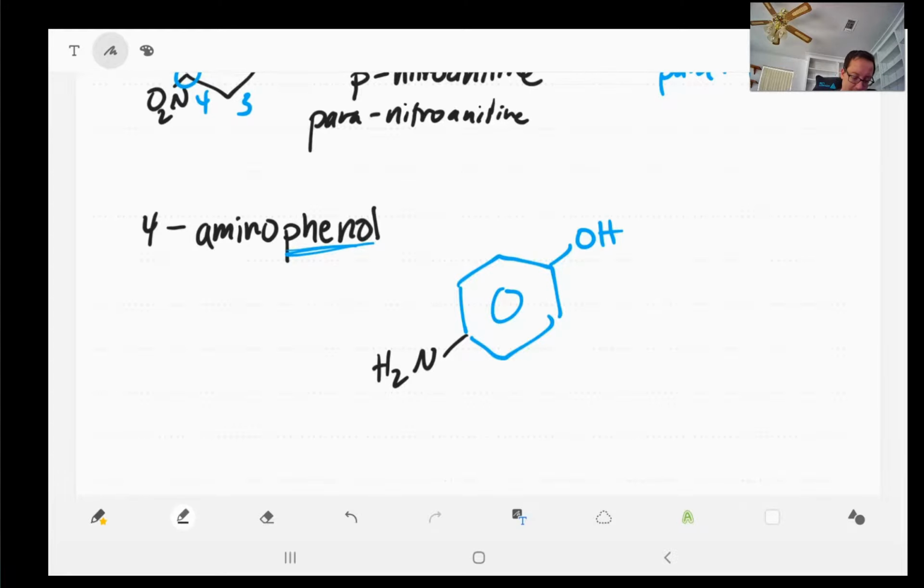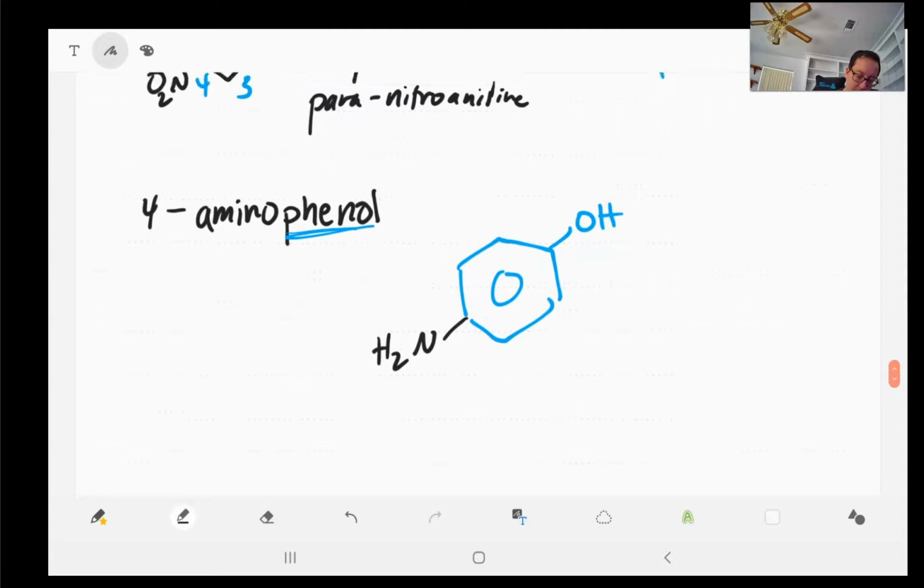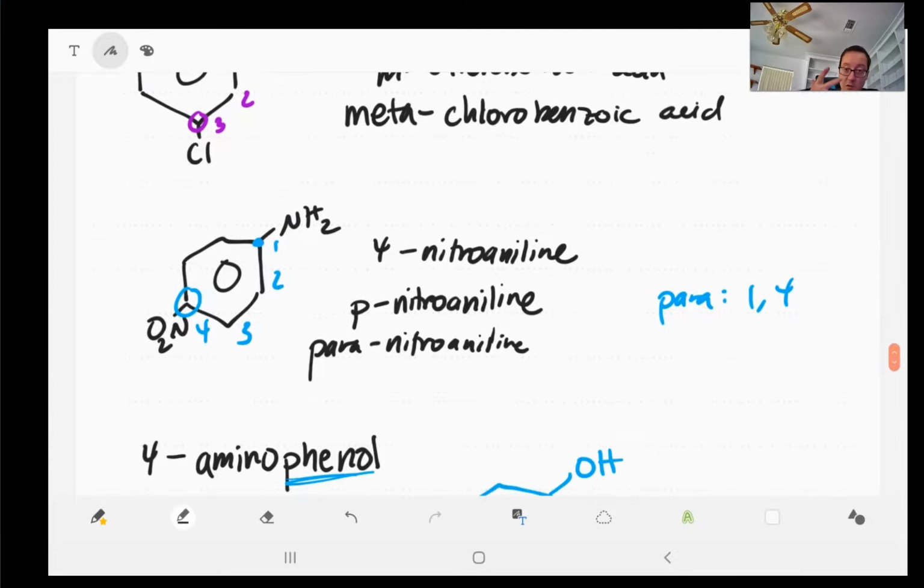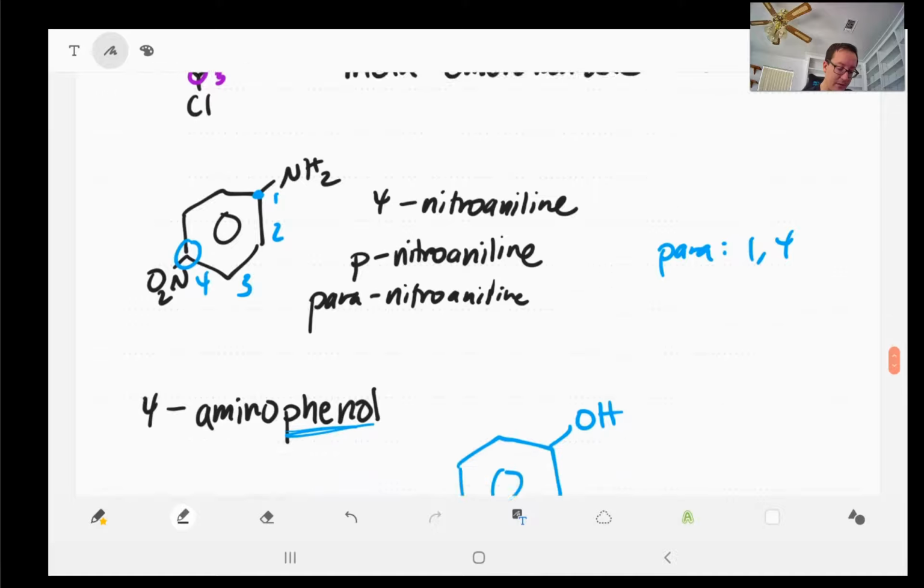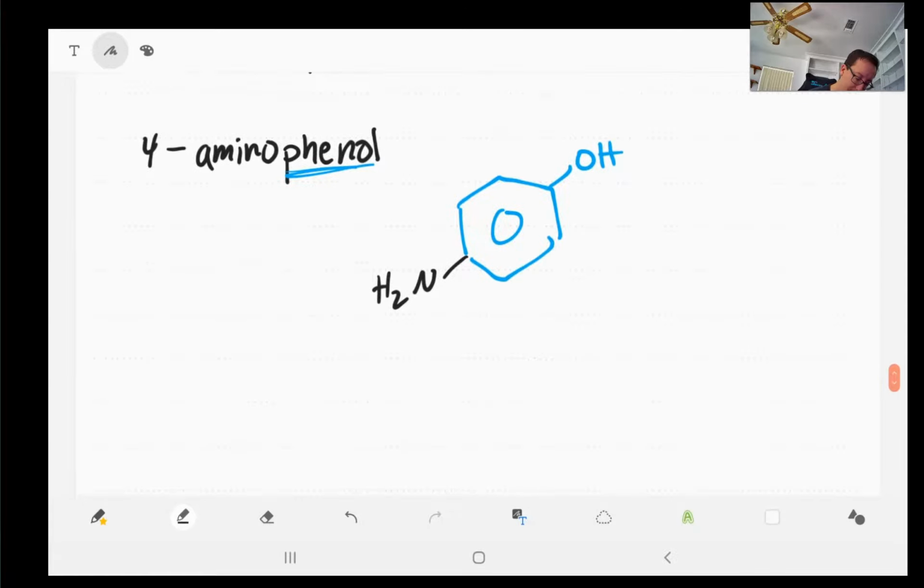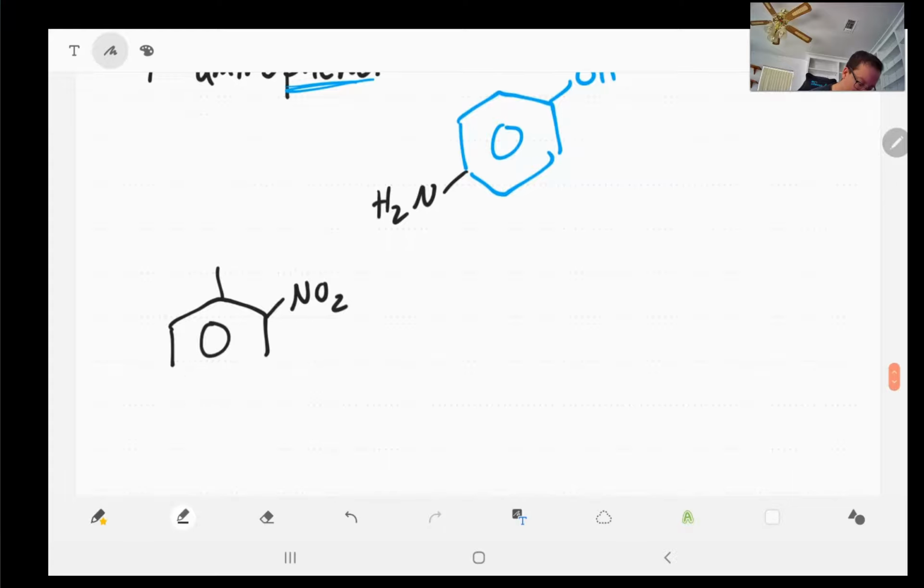What else can we do here? So all this ortho meta para stuff you can use for if you have 2 subs only. Only 2 substituents you can use ortho meta para. As soon as you throw on more, you have to use locator numbers instead. So here's another one. Let's talk about this guy. Important molecule. Ooh, that's not a ring at all. There we go.